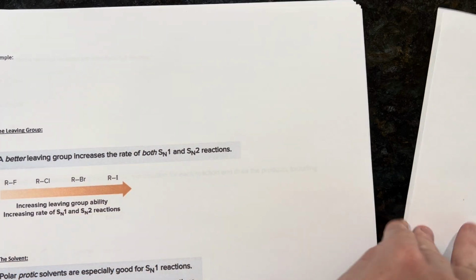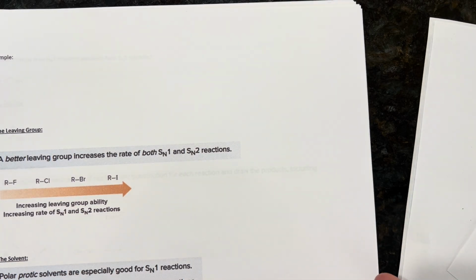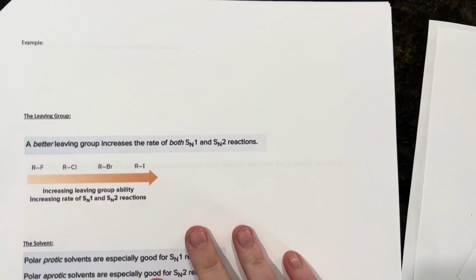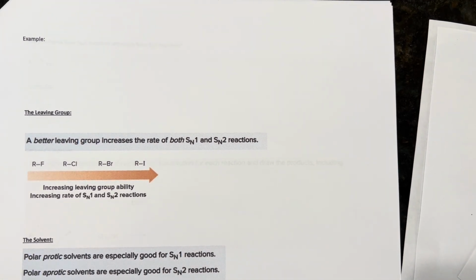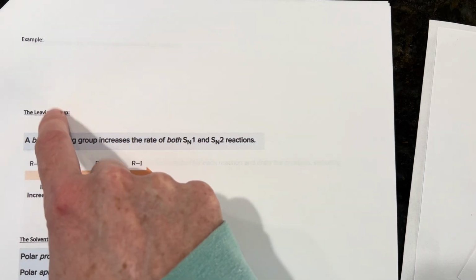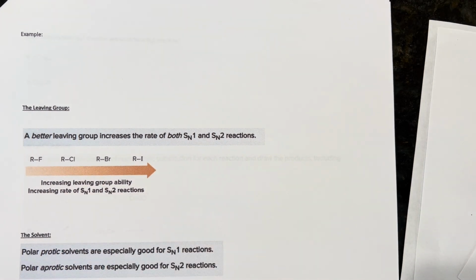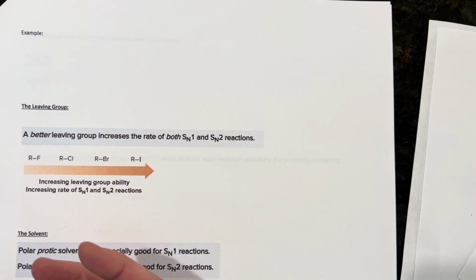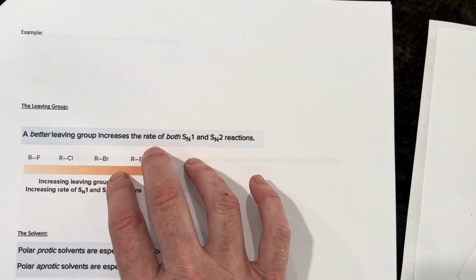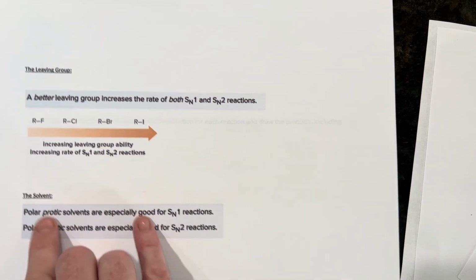Okay, the good thing is, remember we were talking about the various things that affect it. So primary, secondary, tertiary helps determine whether it's going to be SN1 or SN2. We talked about the strength of the nucleophile. The leaving group, thankfully, is going to be the same for SN1 or SN2. No matter what, if you have a strong leaving group, it's going to help the reaction and improve the rate. And then we have solvents.